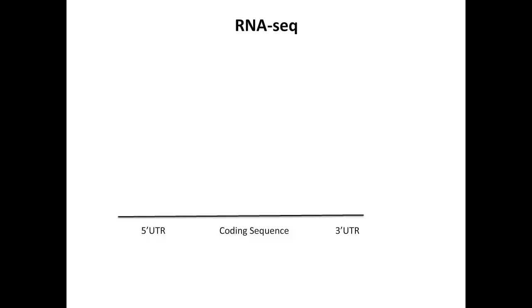And on the left-hand side, we have 5' UTR. On the right-hand side, we have 3' UTR. And in the middle, we have coding sequence. So this is the structure of a gene in the gene model.